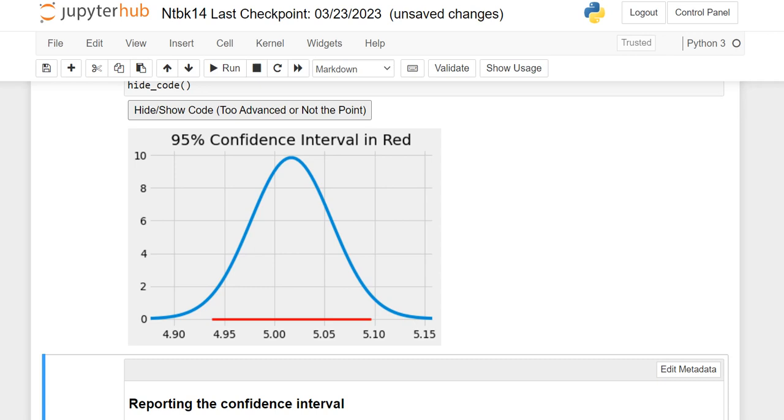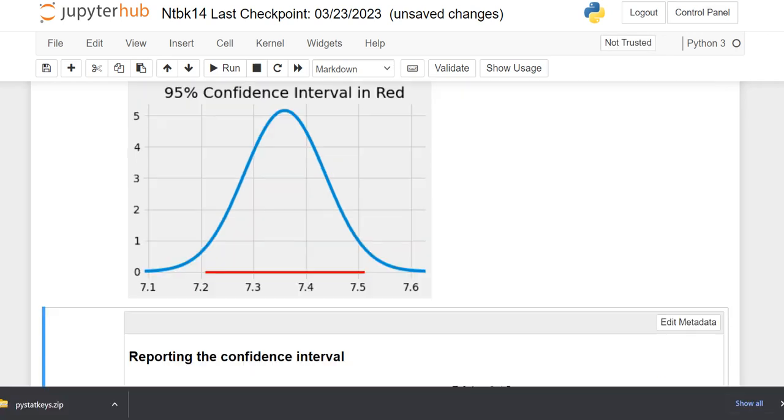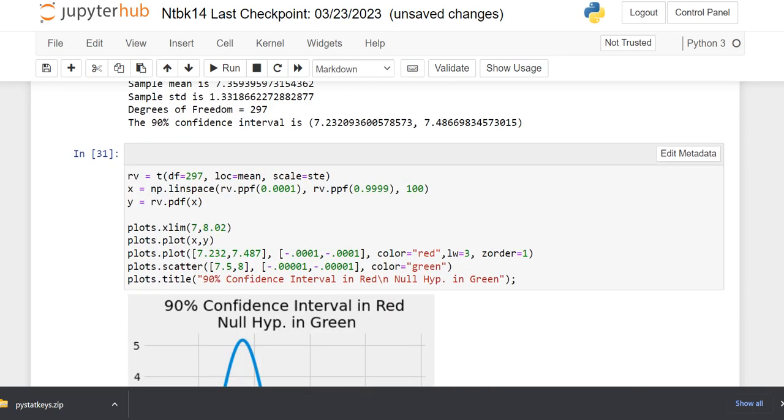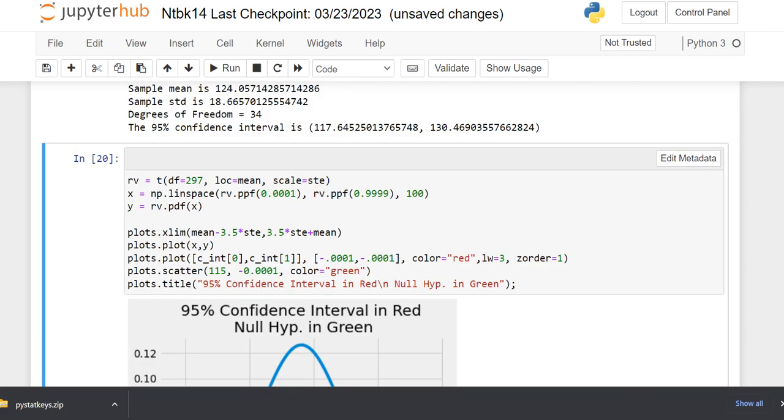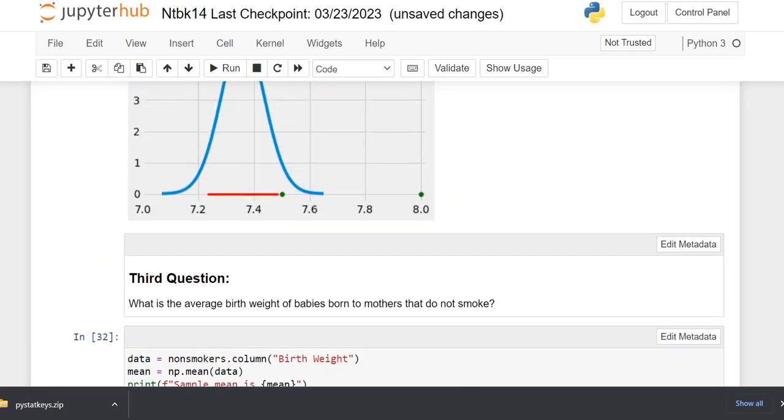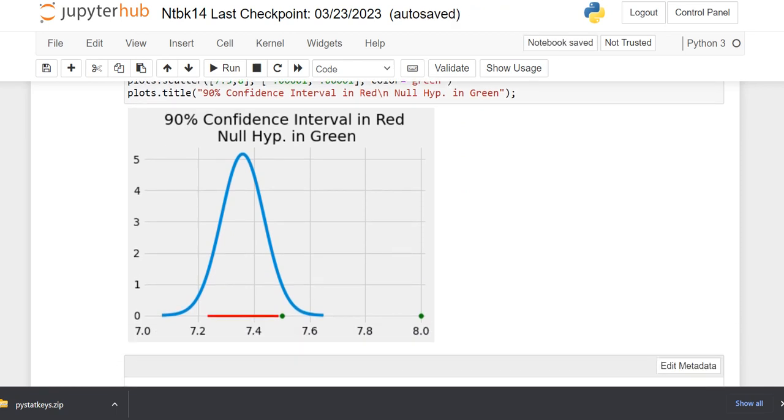So the 95% confidence interval for the number of sleep hours is shown in red. And we're just giving you a couple of examples to see how this works. Okay. And then we have the 90% confidence interval shown. This is for the sleep hours estimate.